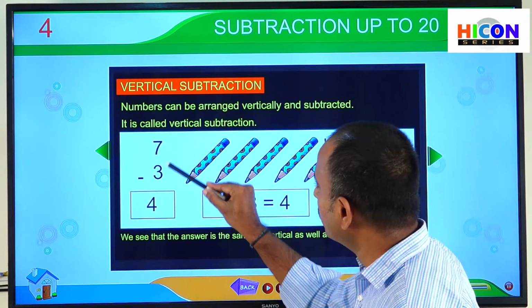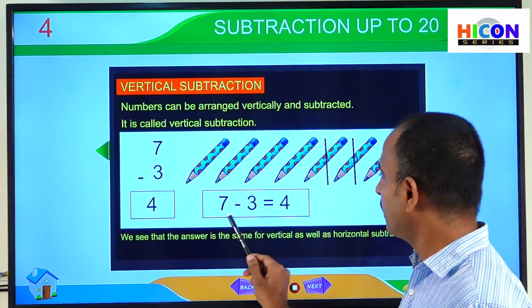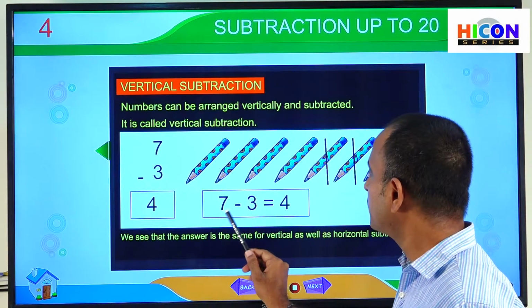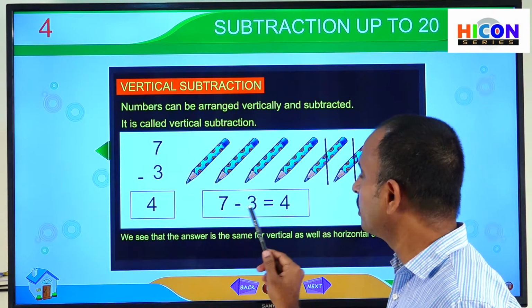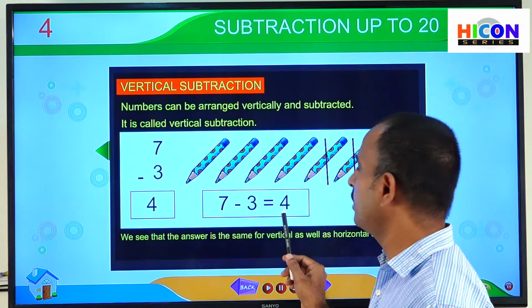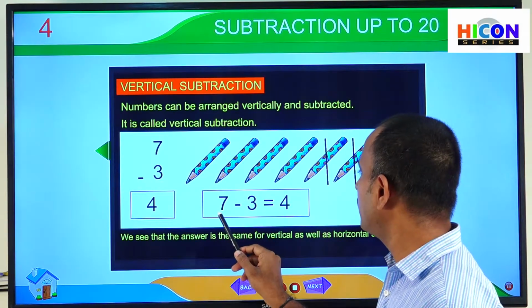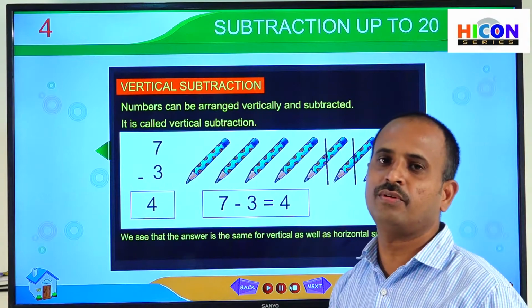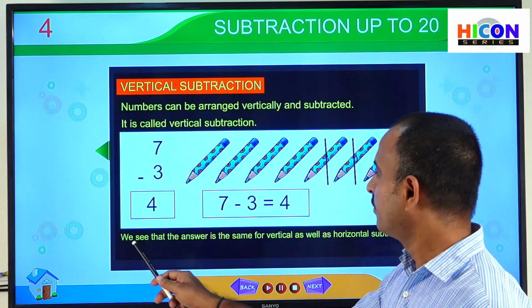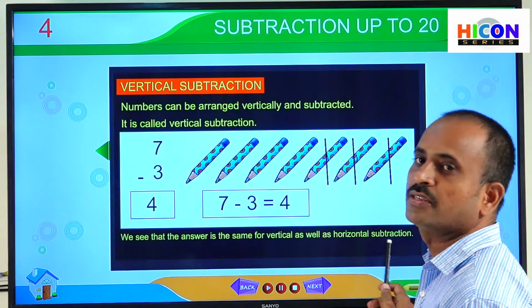So let us do this subtraction in the horizontal method. Horizontal method means the two numbers are written one beside the other. That is, 3 is written beside the 7. So this is called horizontal subtraction. So if we subtract 3 from 7, again we will get the same answer, 4. So in vertical subtraction we have got the answer 4, and in horizontal subtraction also we have got the same number 4. So in both types of subtraction we will get the same answer. We see that the answer is the same for vertical as well as horizontal subtraction.